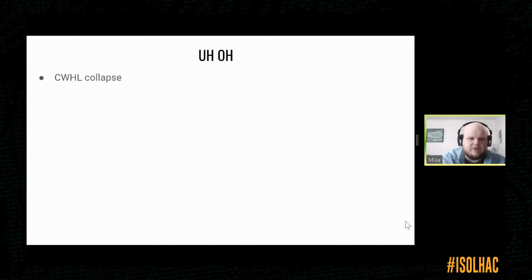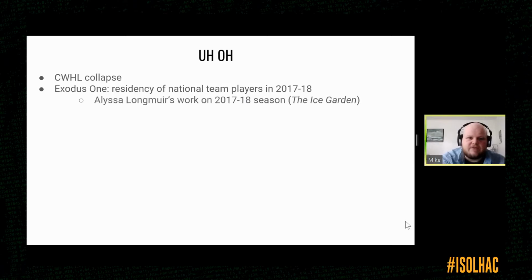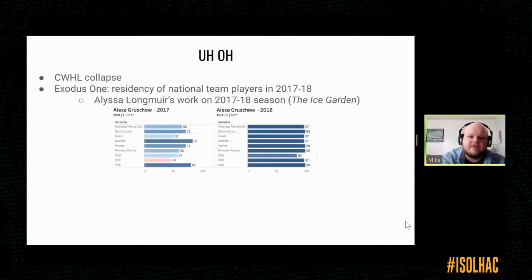But moving forward with the NWHL wasn't all that easy. One of the main reasons why is there were 2 instances of exodus events, the national team players leaving the league. First in 2017-18, I encourage you to look at Alyssa's great article for the Ice Garden that examines this, the landscape and how it changed with the national team players out of the league.